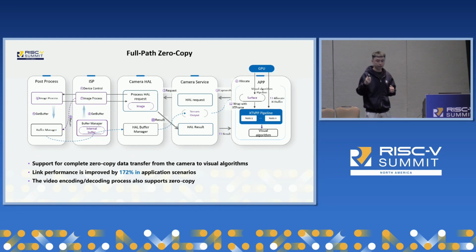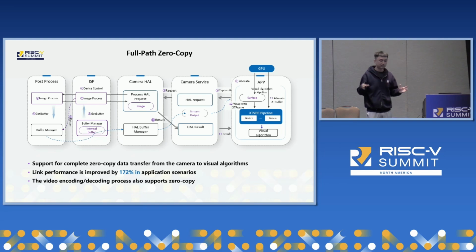Firstly, you allocate the buffer from the application, and then you pass this buffer to the camera service, which is the Android HAL layer, and then pass it to the camera driver, and then to the ISP and the post process, and then the result goes back to the application. You transfer the DMA buffer to the surface, and let the surface directly show on your screen, or pass it to our Xuantie VPB pipeline to deal with the vision algorithm.